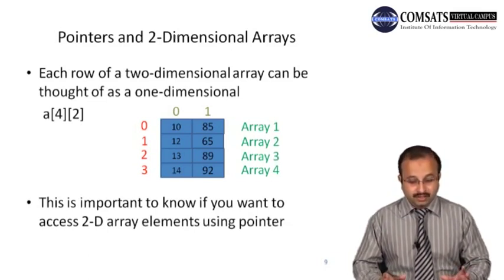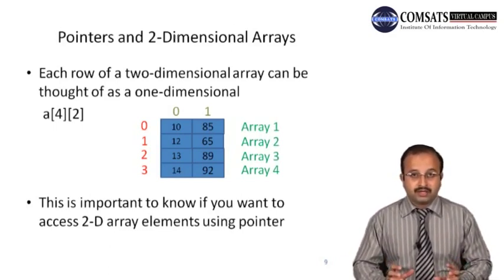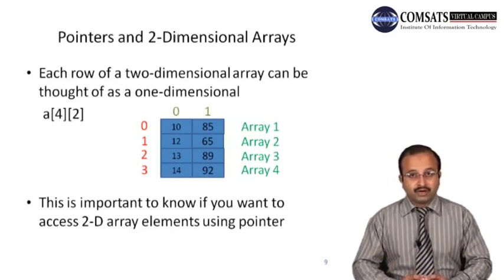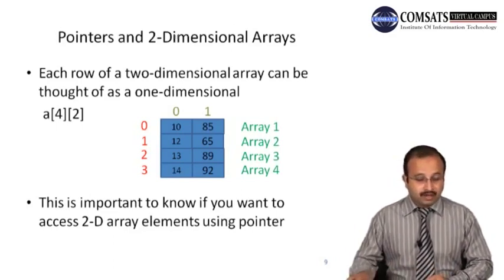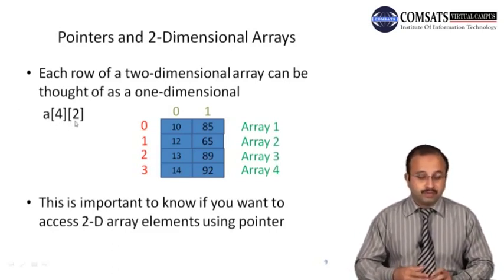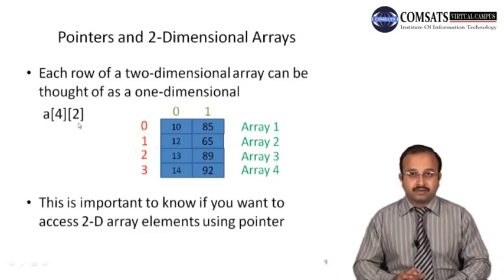So if you want to access using pointers, you have to absorb this idea that a 2-dimensional array is a group of 1-dimensional arrays. So if the dimensions are 4 rows and 2 columns, they could also be like 14 rows and 100 columns. That is also perfectly fine.